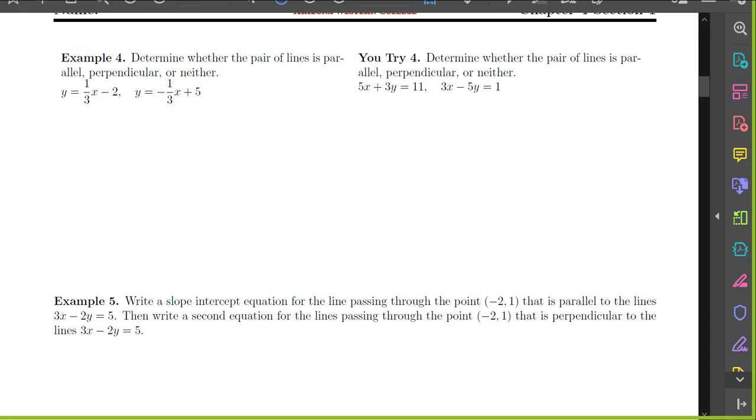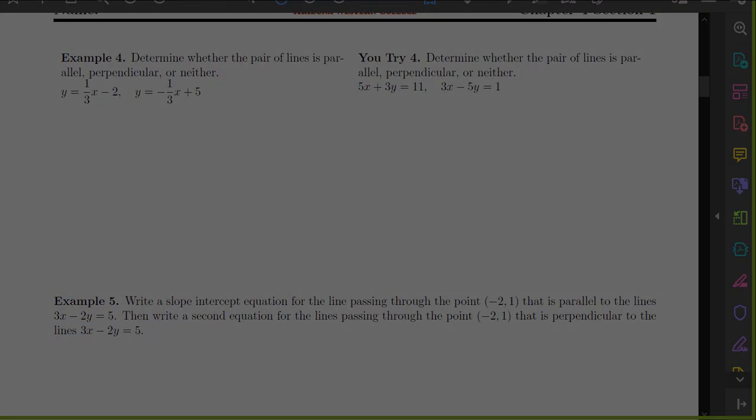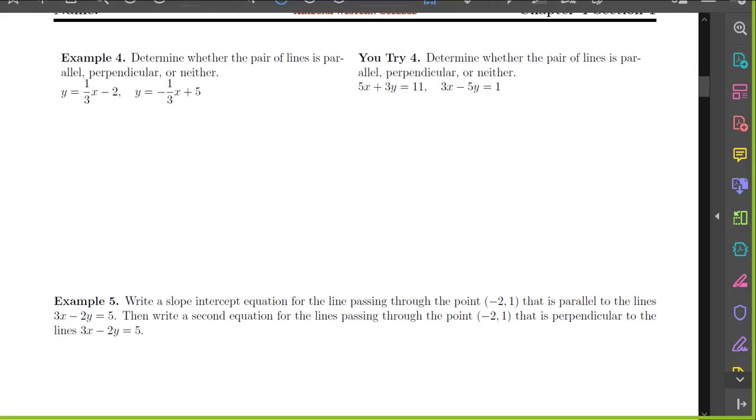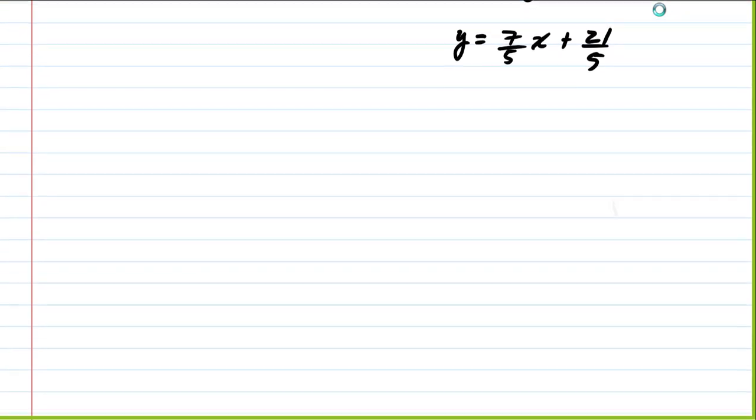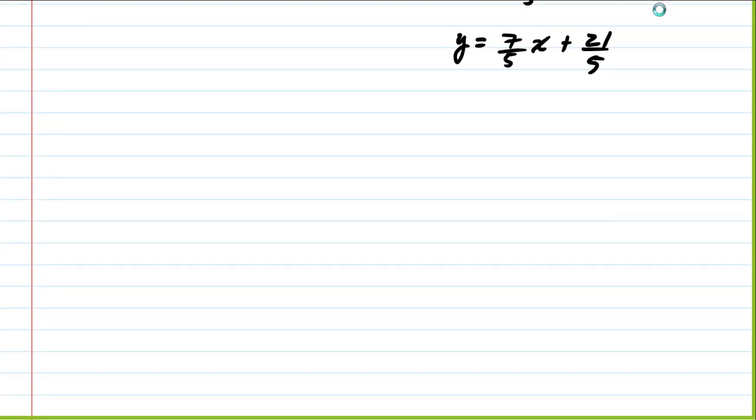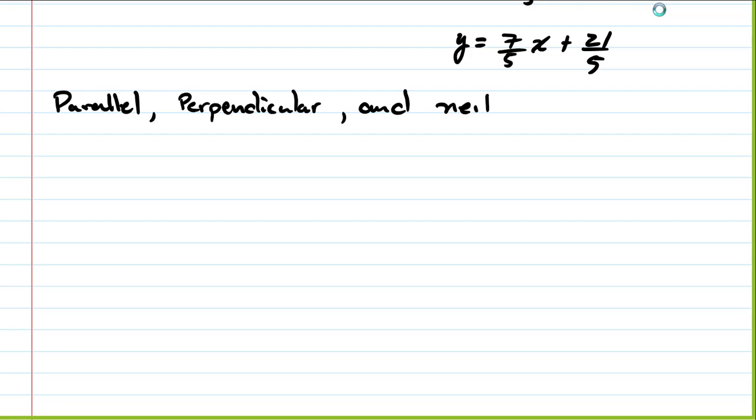All right. So the next thing we need to talk about is a concept that we're probably more familiar with geometrically than we are algebraically, which is parallel, perpendicular, and neither.